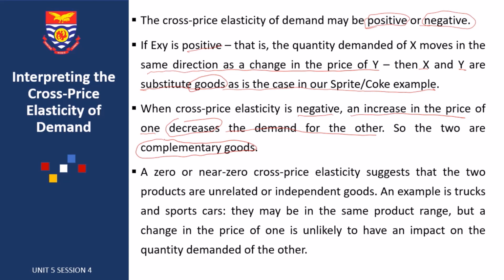Now we will talk about a zero or near zero cross price elasticity. This suggests that the two products are unrelated, or they are independent goods. For example, trucks and sports cars. We cannot compare these two cars. They may be in the same product range, but the change in the price of one is unlikely to have an impact on the quantity demanded of the other.